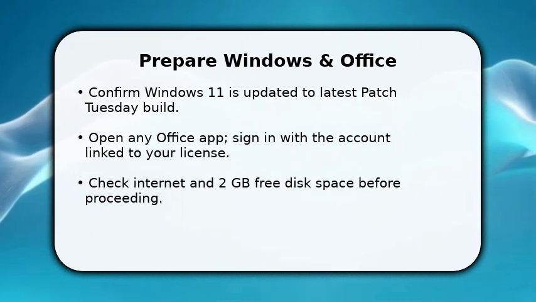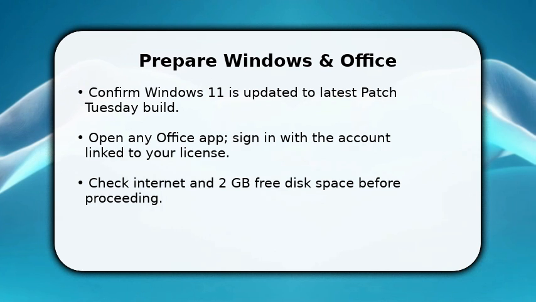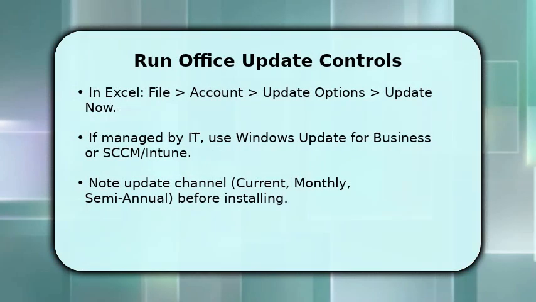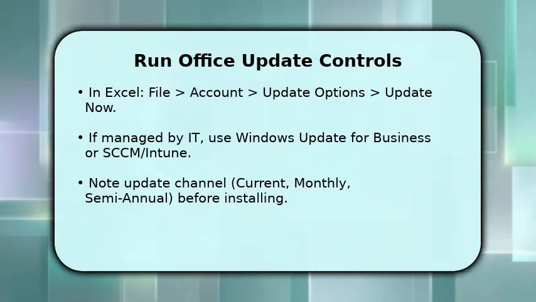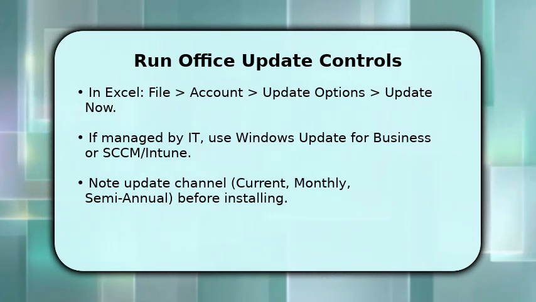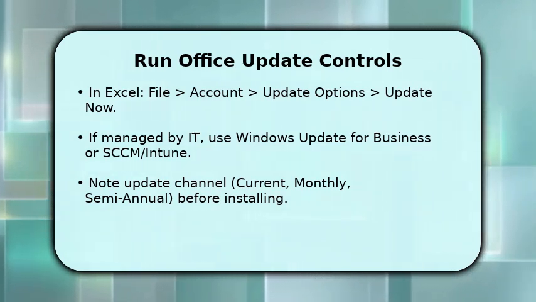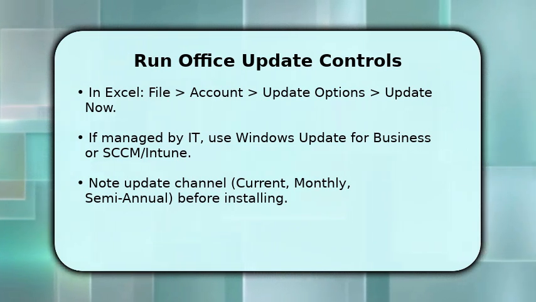Now move to the Office update controls within an app to trigger the actual update process. You'll now run the built-in Office updater inside Excel. Go to File, then Account, then Update Options and choose Update Now. This pulls the latest build for your update channel.